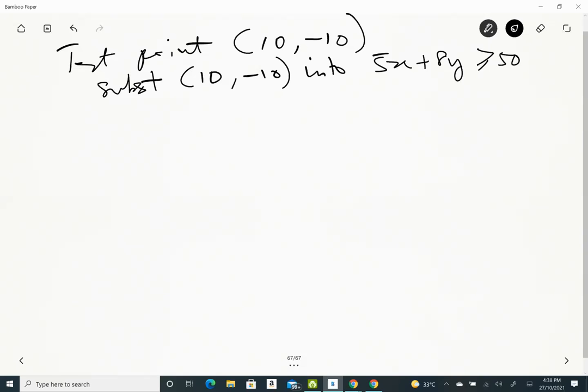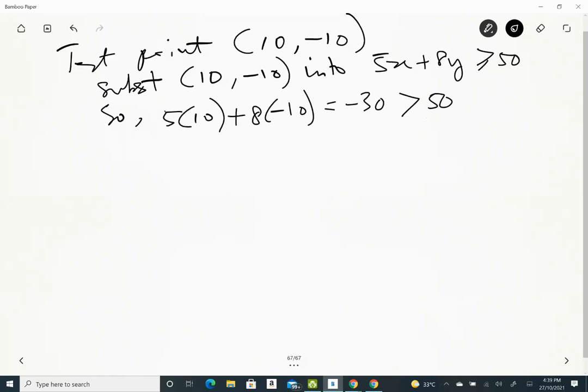Now equal we already have, that is on the line. So now we want to test whether it's bigger or not. We substitute. We have 5 times 10 plus 8 times negative 10. What is it equal to? 50 minus 80, so that is equal to negative 30. Now, is negative 30 bigger than 50? No, it's not bigger than. In fact, negative 30 is less than 50.